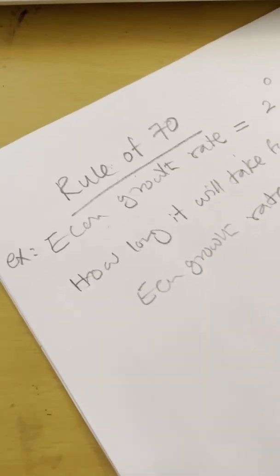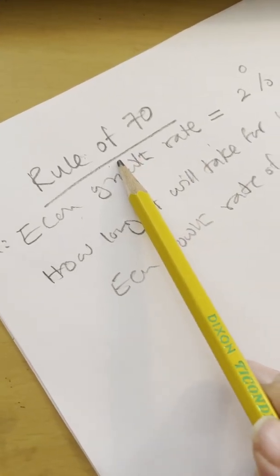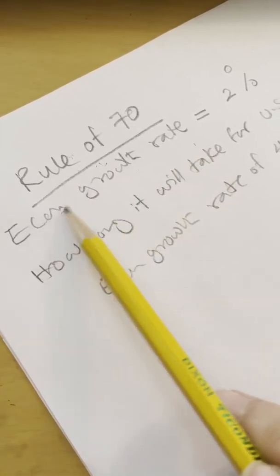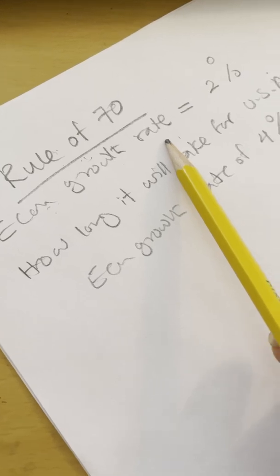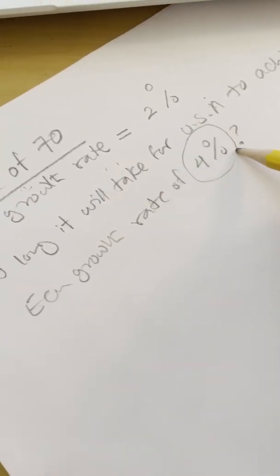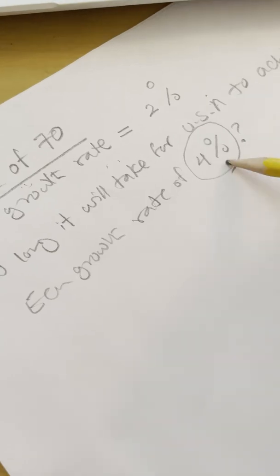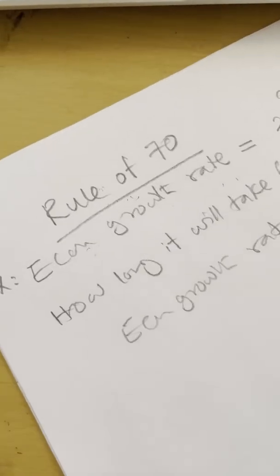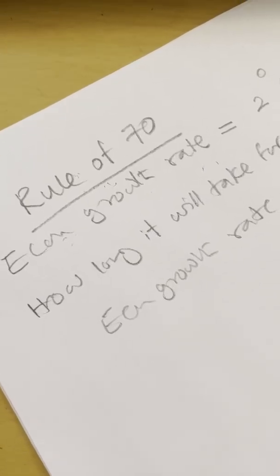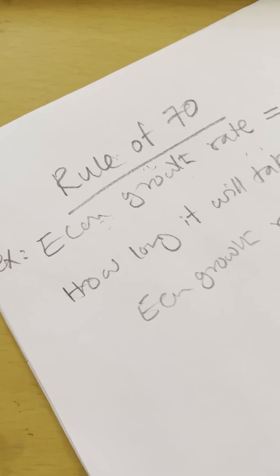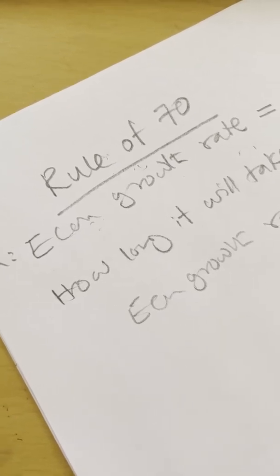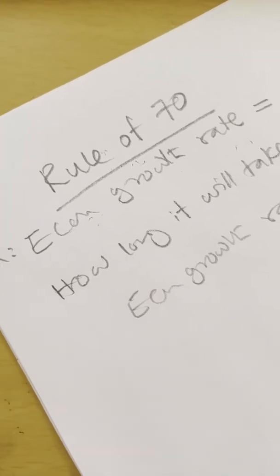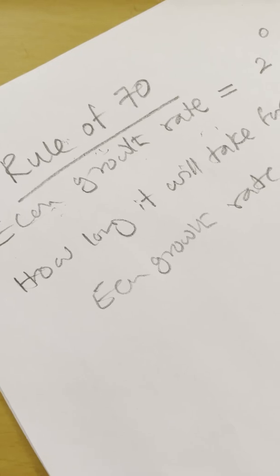Okay, because again, the rule of 70 tells us how long or how many years it will take for our economic growth rate or any economic variable to double. So we want to see how long it will take for us to achieve the 4% economic growth rate. And remember, it's just an estimate. This rule of 70 can give us an estimate, so it's not a precise number of years. It is not 100% accurate. It will just give us an estimate about the number of years that it will take for us to double our economic growth rate.